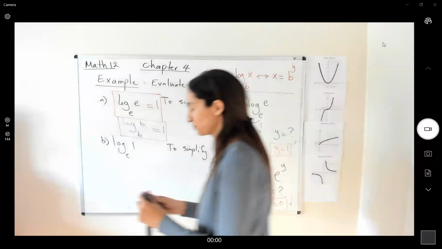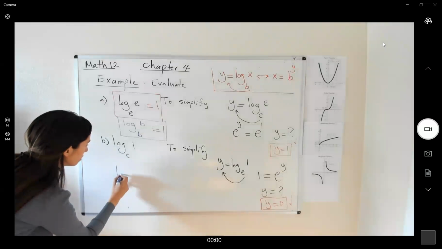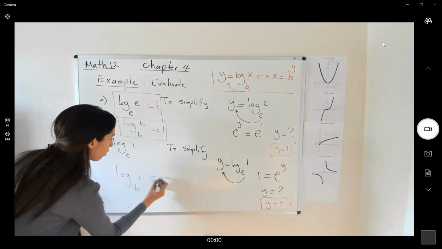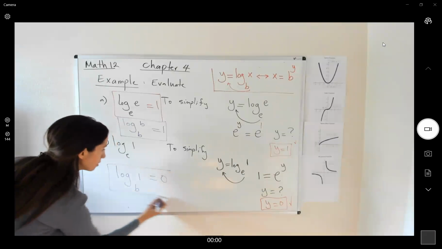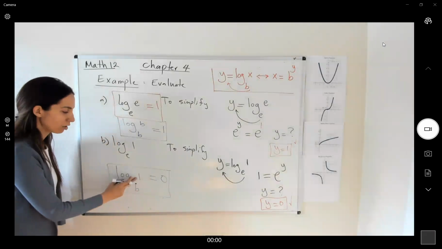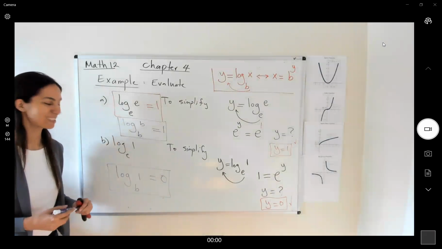In fact, log with base b of 1 is always 0. It doesn't matter what your base is. As long as your x is equal to 1, the outcome is equal to 0.